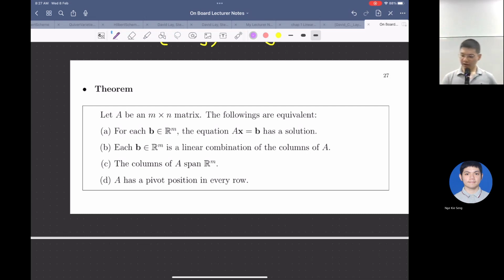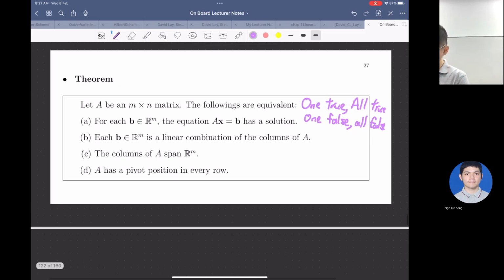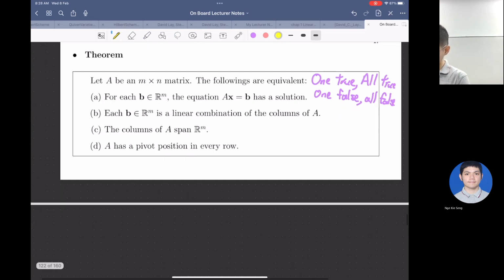If you haven't learned maths before, what does it mean by the following are equivalent? That means if one sentence is true, then all are true. If one is false, then everything is false. So one is false and everything is false. Okay. So let's analyze what they say, and then we'll see what's going on.